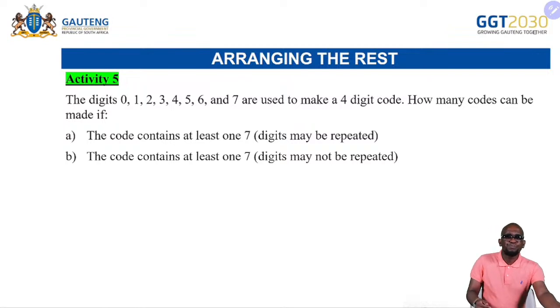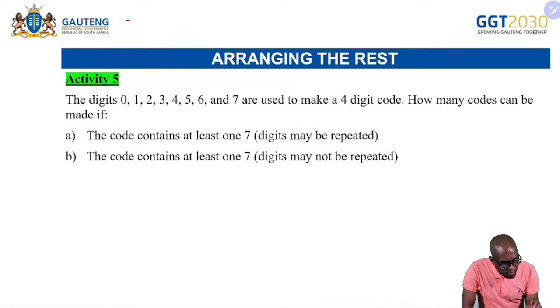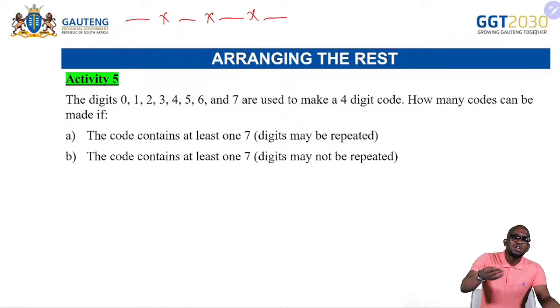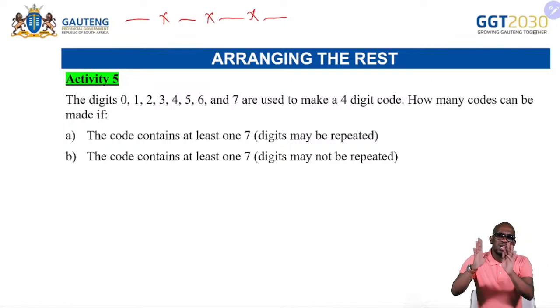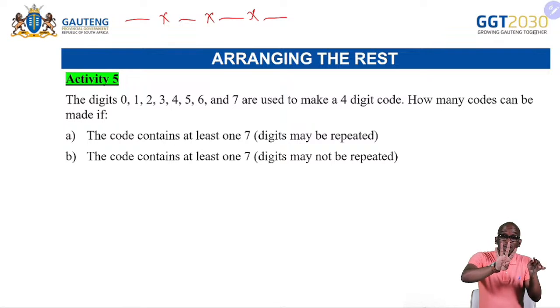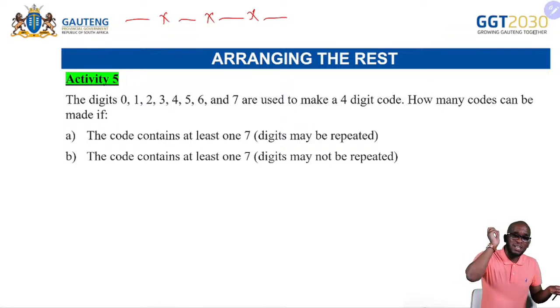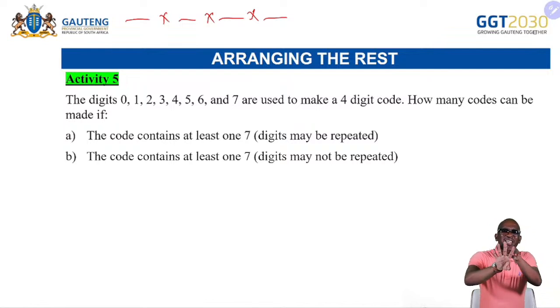This is similar to the example that I gave you when I introduced you to arranging the rest of the items, where I said at least 1 4. So in this activity now, they want us to have a code that contains at least 1 7, and it's a 4-digit code. If it's a 4-digit code, it means that if they say at least 1 7, you can have 1 7 being used in the codes. Remember, that 7 can be used in any of the 4 different positions. And then we can have, because they said at least 1, 2 7s used at different positions.